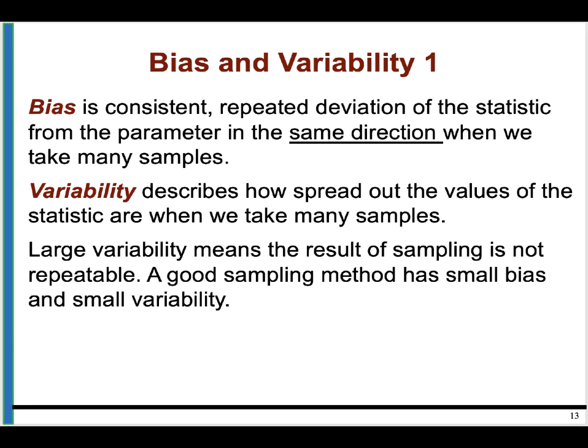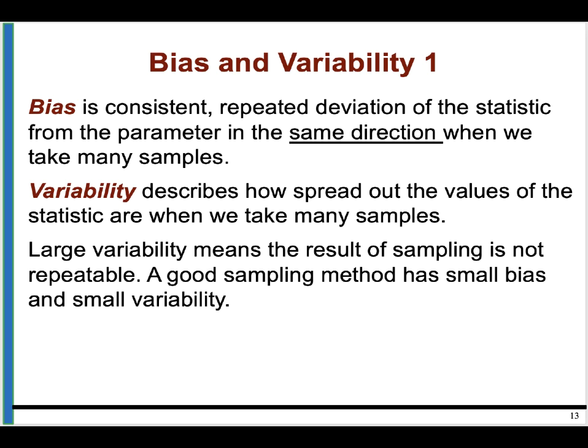We already talked about bias, but here we're going to see this in the context of estimation. Here, bias is going to be the consistent, repeated deviation of the statistic from the parameter in the same direction when we take many samples. If your statistic is constantly overestimating or constantly underestimating in that same direction, then that's going to be bias. We want to avoid bias.